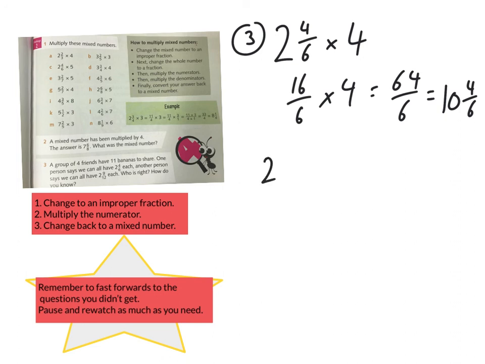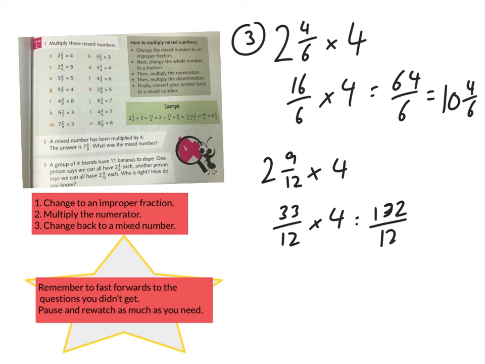The other person must be correct then, but we're just going to do the sum anyway to double check, and then we'll know that we're definitely right and we haven't made a mistake. So again, I'm going to change it into my improper fraction. So 12 times 2 is 24, plus 9 is 33. So we've got 33 twelfths multiplied by 4. 33 multiplied by 4 is 132 twelfths. And hopefully from your 12 times tables, you'll remember that 132 divided by 12 is 11. So the person who said 2 9/12, they've got the answer right. That is the right answer.